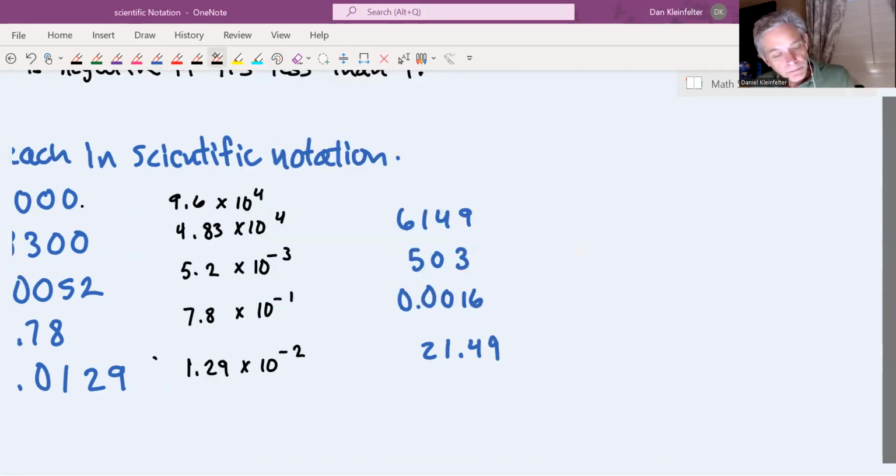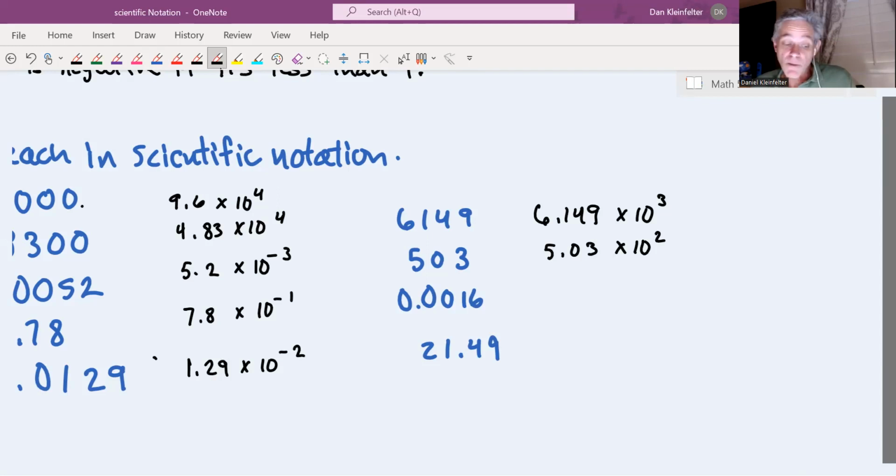6,149 will be 6.149. I've had to move the decimal point 1, 2, 3 places to the left. This will be times 10 raised to the third power. 503 will be 5.03. We had to move the decimal point 1, 2 places to the left, so times 10 raised to the second power.